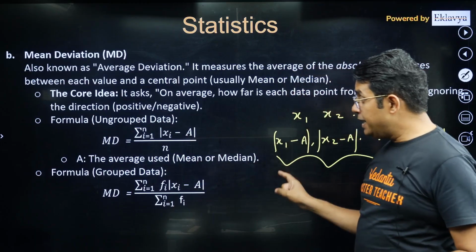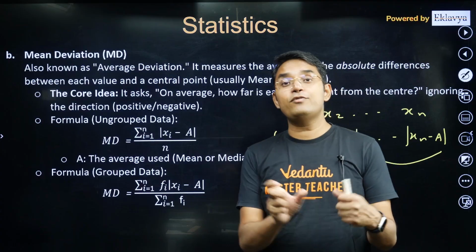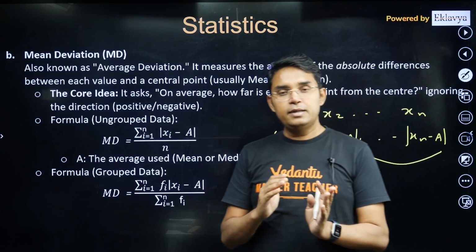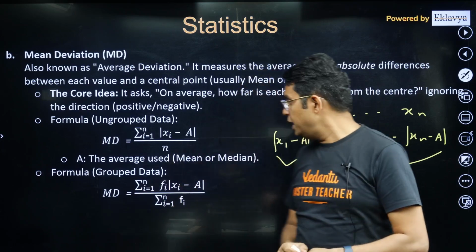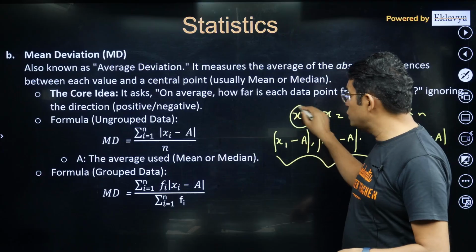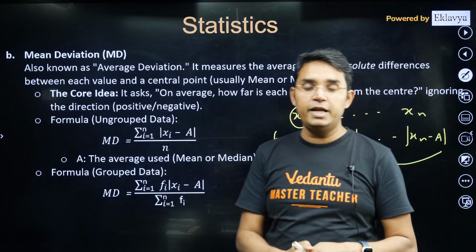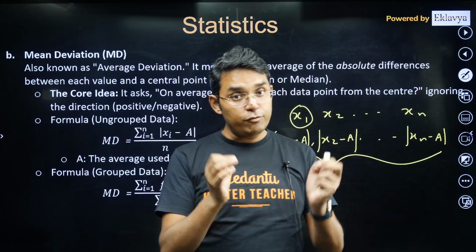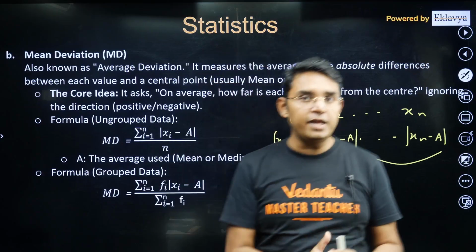In case your data is given in the form of classes, let's say 0 to 10 with that frequency, 10 to 20 with that frequency, and so on, in that case x1, x2, x3 are always supposed to be taken as the midpoint of that class. For 0 to 10 it should be 5, for 10 to 20 it should be 15, like that.